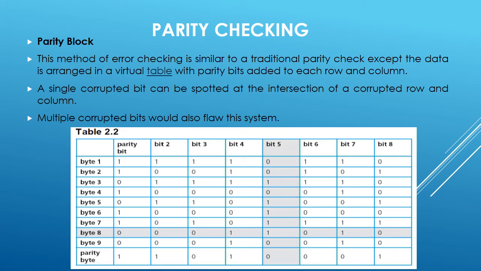So in this way, we found that in byte 8 and in column 5, there is an error in the parity bit. Where these two intersect, there is a bit 1. If we just change it to 0, this will rectify the error.